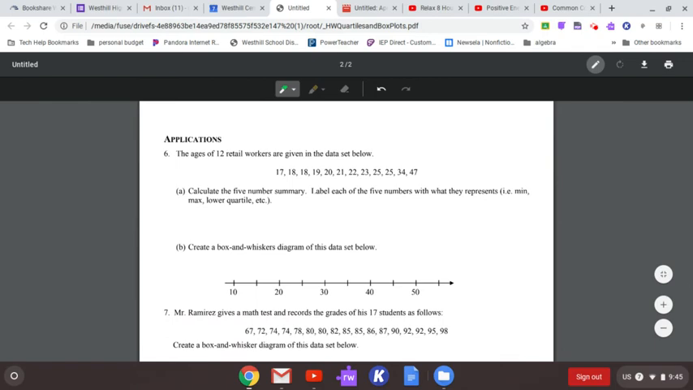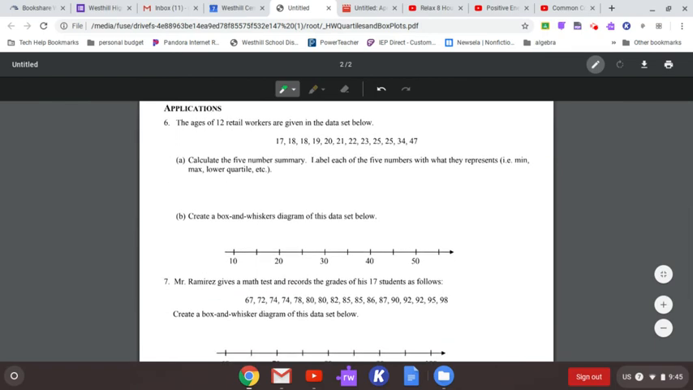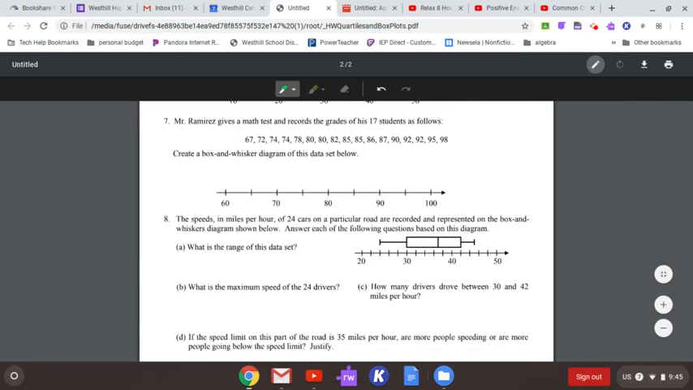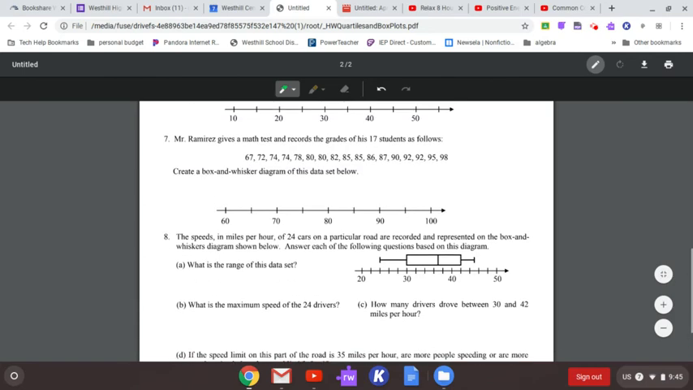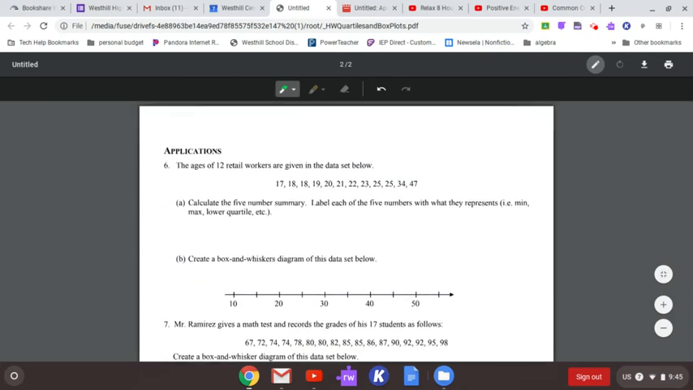So let's take a look at number 6. I'll walk you through this one, and then that will leave you set up, because 7 is basically the same thing, and 8 is just answering questions, and we've talked about all the different parts of that one. If we look at number 6, they've already got it in ascending order from the lowest to the highest. So when we need to do our 5-number summary, we need our min, Q1, Q2, or our median, Q3, and max.